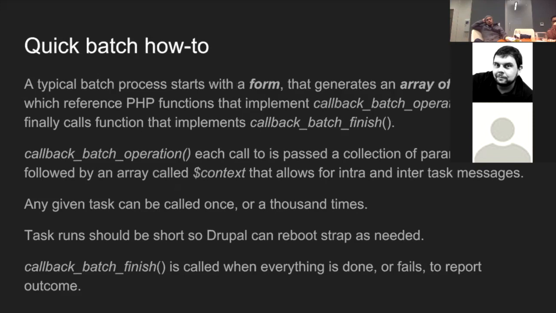And then when all is said and done, it calls batch finish, which provides a status of whether or not things succeeded, and a report, another array of results, which is an element out of the context array. So one of the elements is passed as a parameter, so you can again pass that along to the final display.